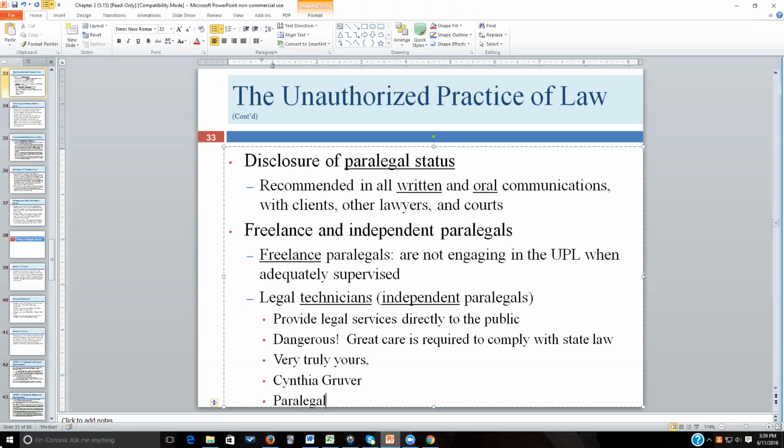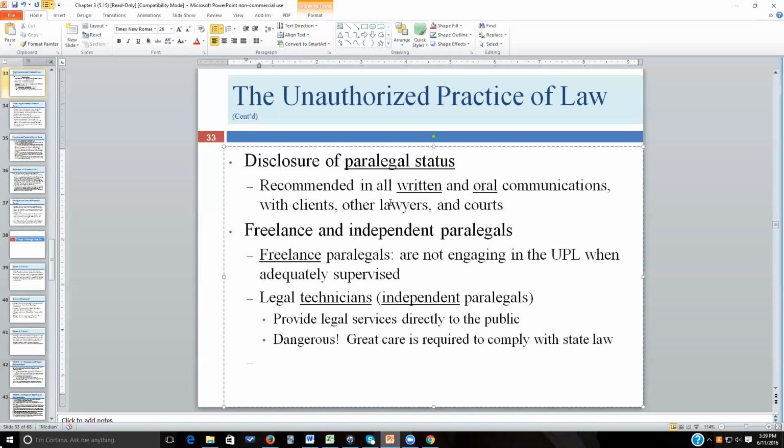In fact, if it is on law firm letterhead, you need to have underneath, or sometimes on the same line as your name, some description that makes it clear that you are not a licensed attorney. Because the assumption is, if it's on law firm letterhead, the person who is signing the letter is in fact a licensed attorney. So you want to have that on all written and oral communications.